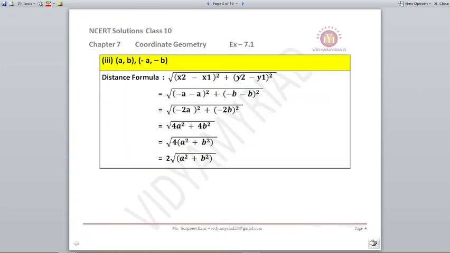Next, (a, b) and (-a, -b). So how are we going to write it? (-a) the whole square plus (-b) the whole square. That becomes (-2a) the whole square plus (-2b) the whole square, which is 4a square plus 4b square, and it is under square root. So we can take 4 common, and 4 we know is a square root of 2. So 2 square root of a square plus b square will become your final answer.